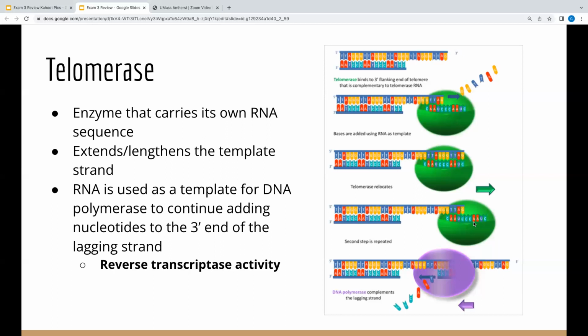because it's doing the opposite of transcription, which is not part of DNA replication, but part of gene expression, where DNA is transcribed into RNA by base pairing. So it's the opposite. It's taking RNA and base pairing DNA to it in order to add on to this strand right here. And then DNA polymerase will come in after a primer is put here, and it will complementary base pair to the lagging strand.